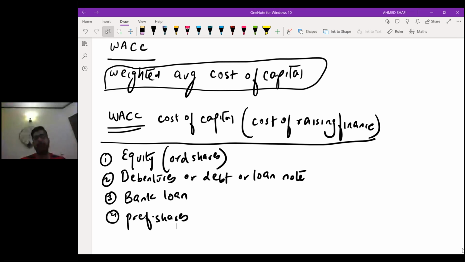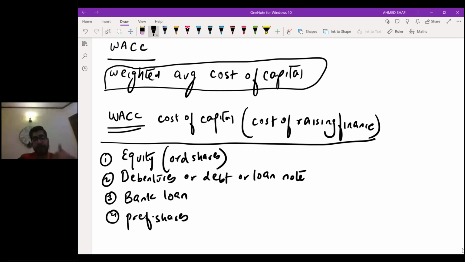In WACC, you only believe that finance is raised either through equity or through debt or through bank loan or through preference shares. Now, what is the concept of this cost of capital? Remember, no matter through any source you raise finance, no one gives finance for free.